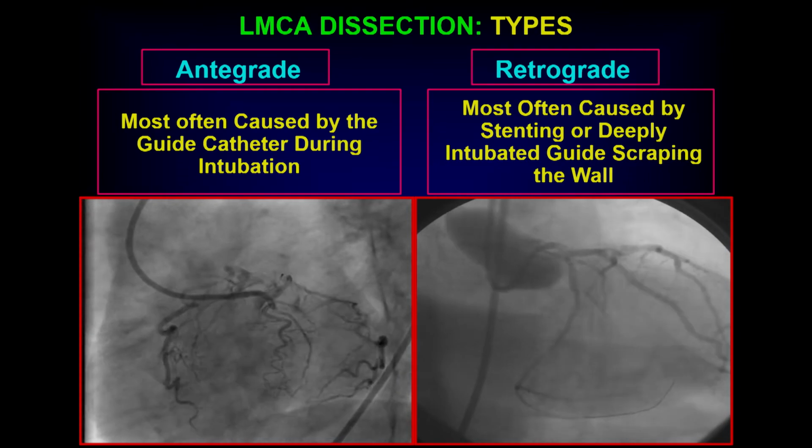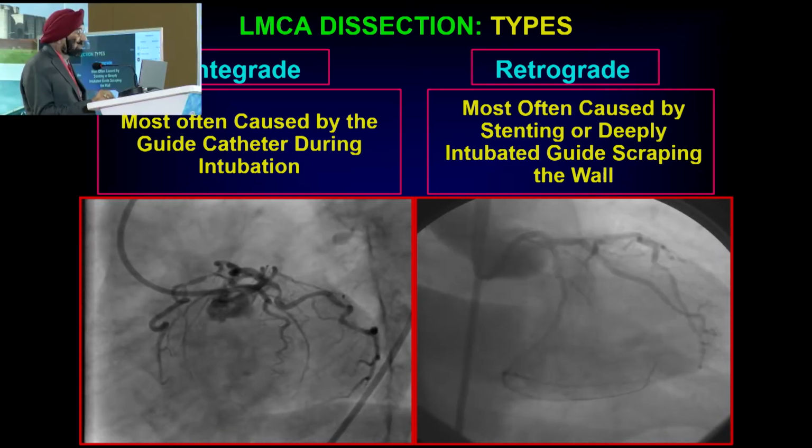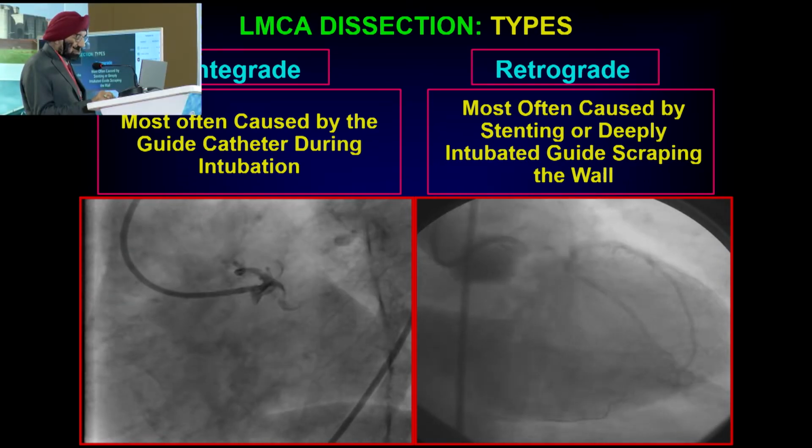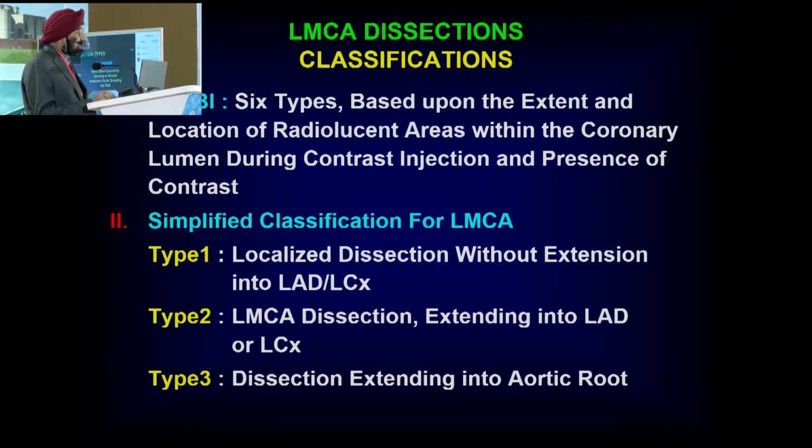Now, we classify these dissections into two types, antegrade and retrograde. There are several classifications, but I think what is most important is a simplified classification of LMC dissections. Type 1 is a localized dissection without extension into LAD and LCX. Type 2 is when LMCA dissection extends into LAD or LCX, and type 3 is dissection extending into the root of the aorta.